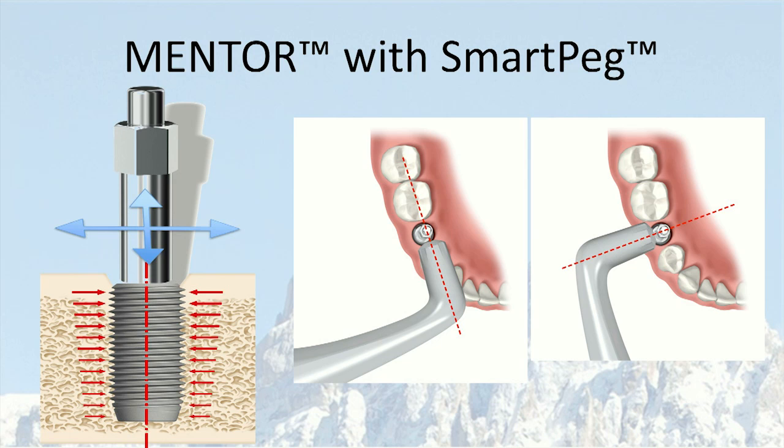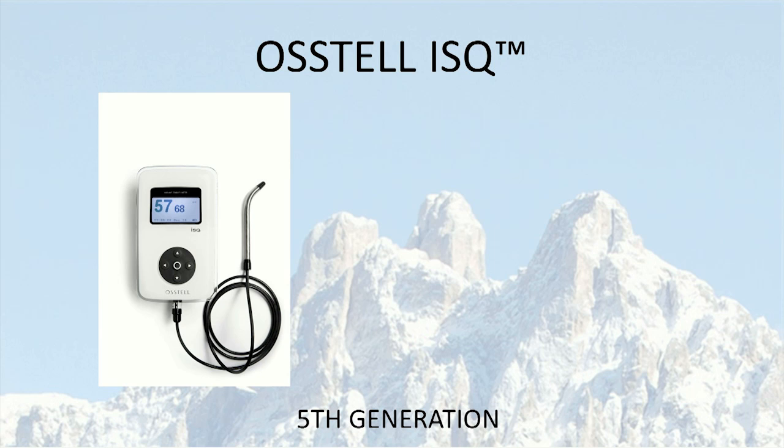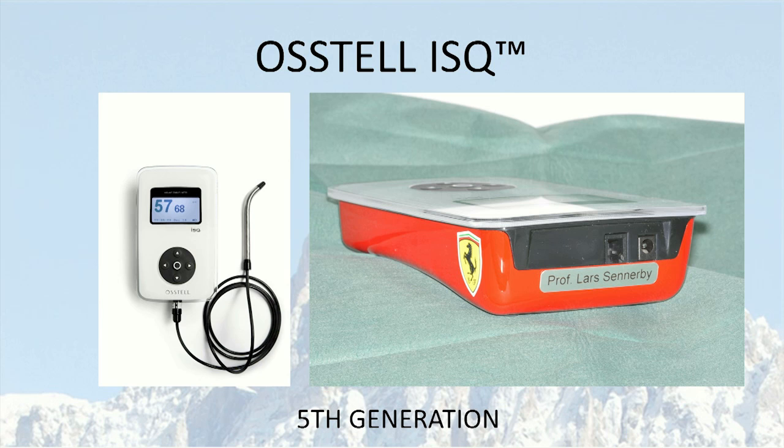And this is the instrument we're using today. That's the Osstell ISQ machine. And if there is a difference between the lowest and highest ISQ level, you will see that on the display as shown here. This is showing 57 and 68. So you have a low value and you have a high value. So it's easier then to pick up. This is my personal Osstell machine in Ferrari red.